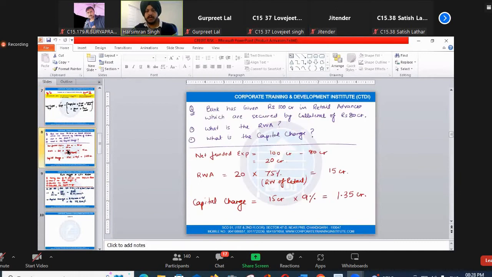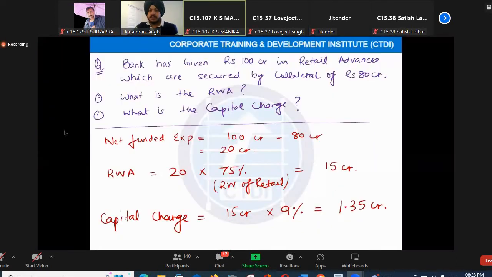Now a small example is like this. Bank has given 100 crore in retail advances which are secured by collateral of 80 crores. What is the RWA? What is the capital?